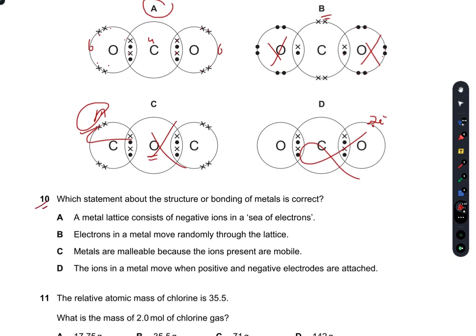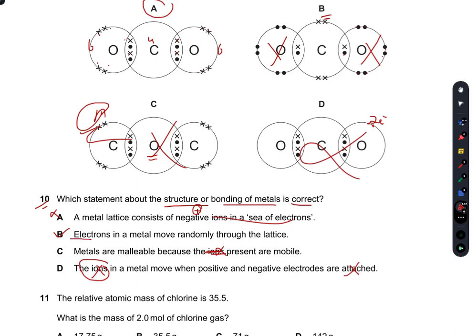So question number 10. Which statement about the structure or bonding of metals is correct? A metal lattice consists of negative ions in a sea of electrons. No, it consists of positive ions in a sea of electrons. So A is incorrect. Electrons in a metal move randomly through the lattice. Yes, this is true. Metals are malleable because the ions present are mobile. The ions are not mobile. Only the free electrons are mobile. The ions in a metal move when positive and negative electrodes are attached. No, they do not move.